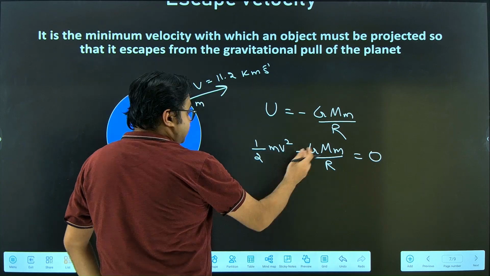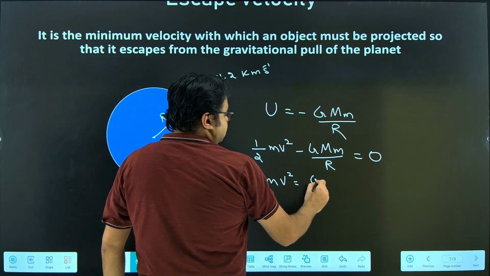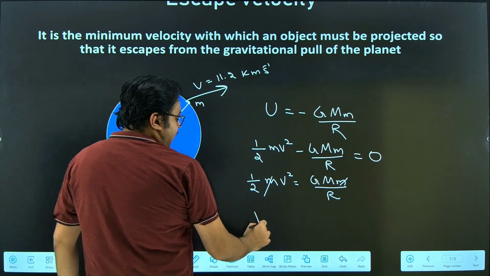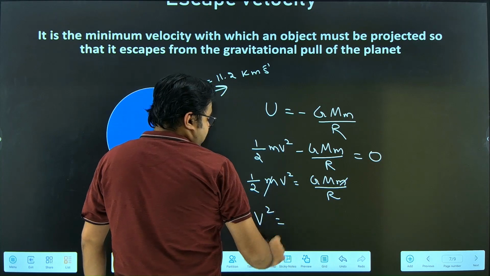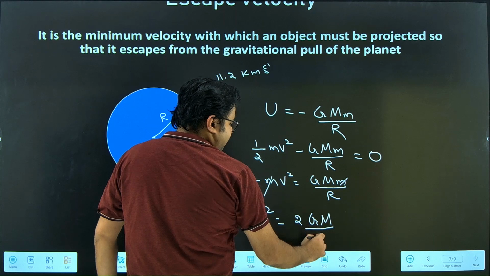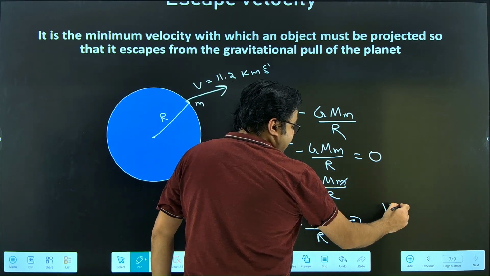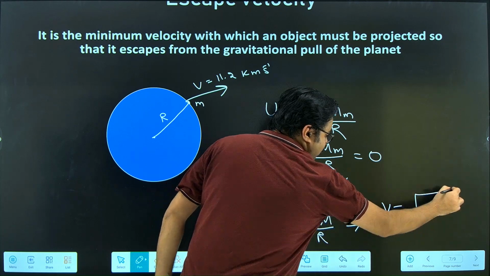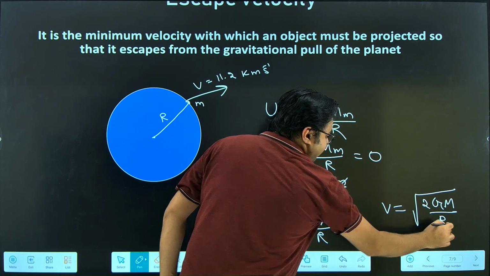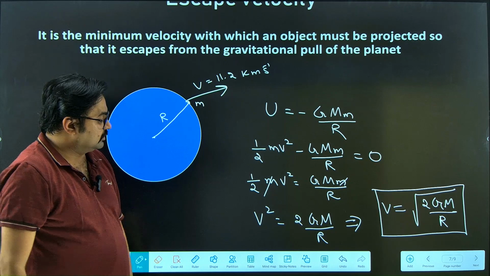Having said that, very simple stuff to be done. Just move this to the other side. I have half mv square being equal to G capital M small m divided by r. You see, small m gets cancelled and v square becomes equal to 2 times G capital M divided by r. This simply implies that escape velocity is equal to root of 2GM divided by r, where r is the radius of the planet. If you are talking about the Earth, then it's the radius of the Earth.